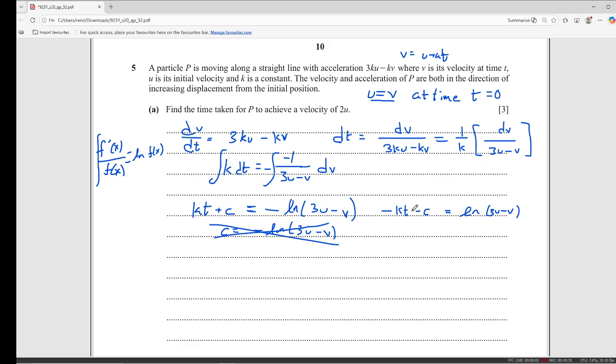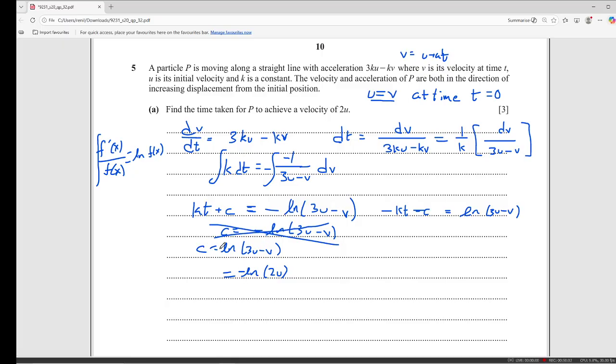Okay, it's an interesting question. I could rearrange it and write it as in the power of e, but I think that would cause a bit of confusion, perhaps. Okay, let's just plug in t equals 0, c equals ln 3u minus v. We know that v equals u at that instant, so it equals ln 2u.